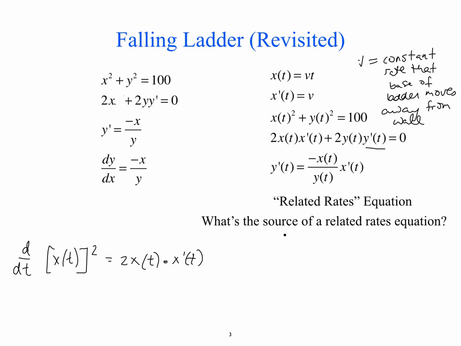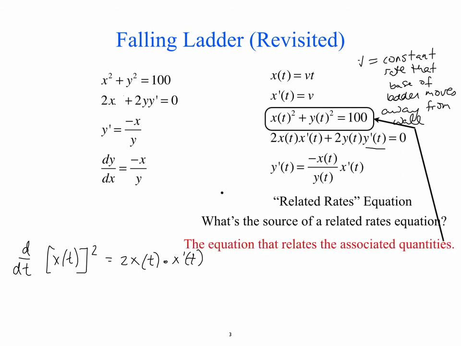So what was the source of the related rates equation? Where did we start in the first place? Oh, I didn't mean to press that. I just gave you the answer. So the equation that relates the associated quantities. We needed to start with an equation relating x and y so that we could even start finding rates of change. So we had to start here to get to our related rates equation. Question?